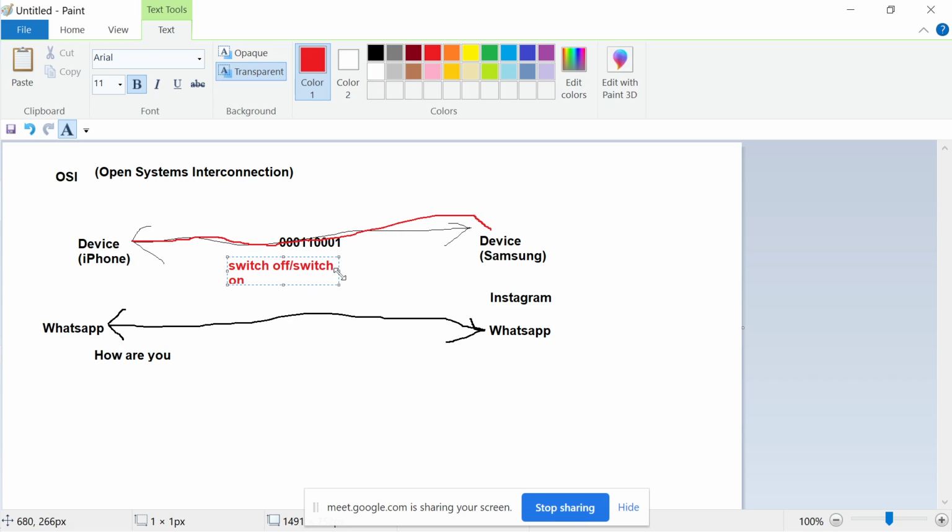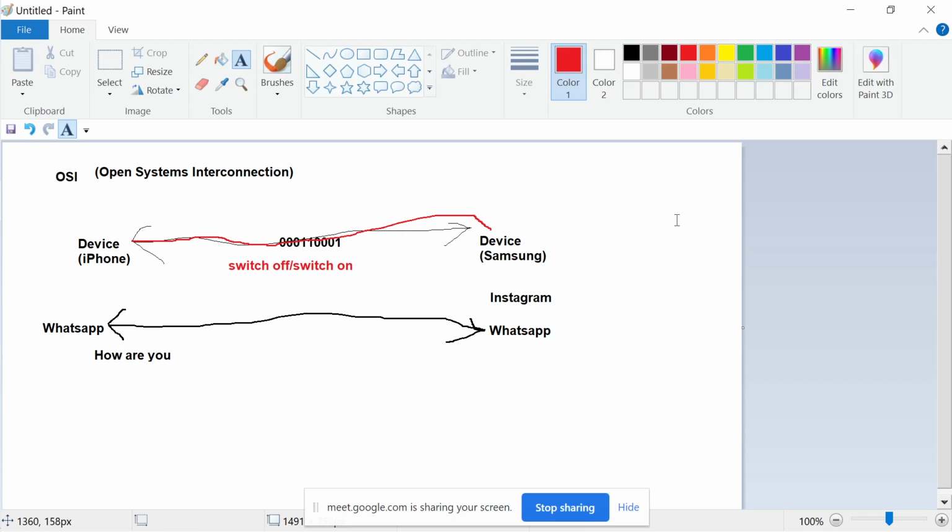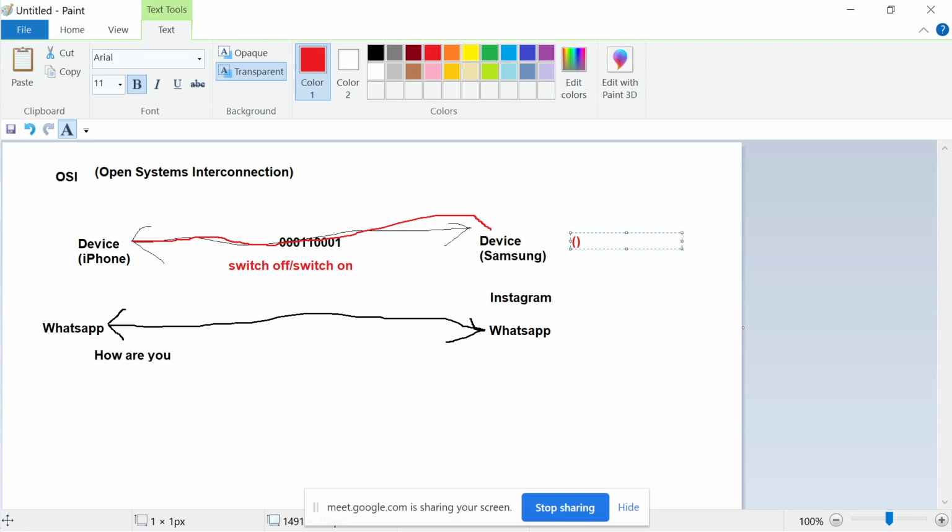So if anyone wants to send data between device to device in the form of bits, what they can do is use it like a torchlight: on, off, on, right? This is the only way you can tell the opposite party whether it is a zero or a one. But zero or one doesn't mean anything to you as a user. This data is managed by the physical layer of the system.